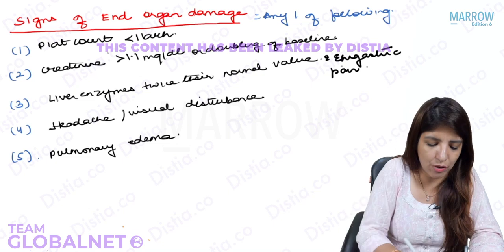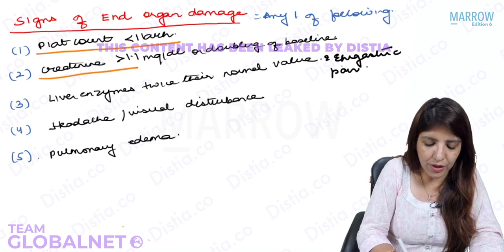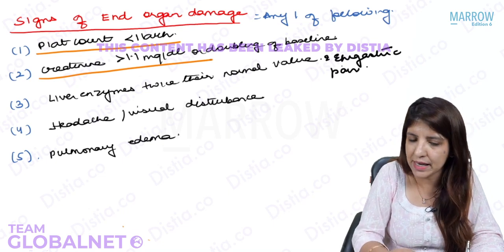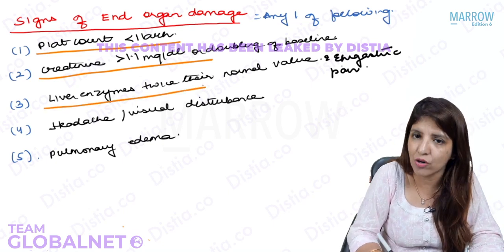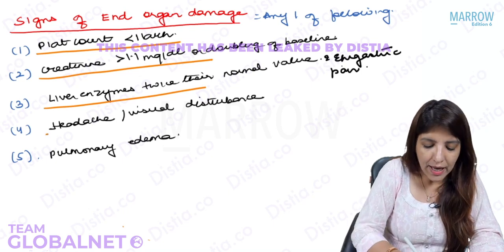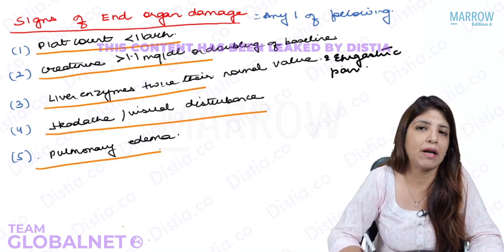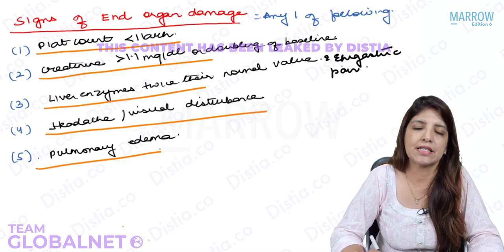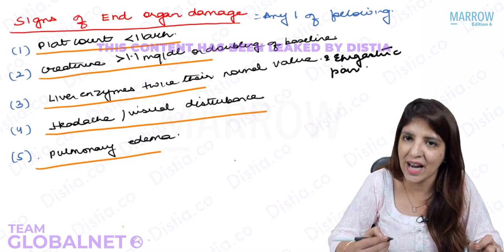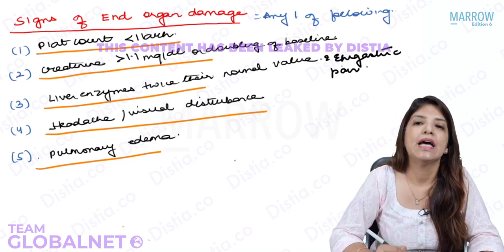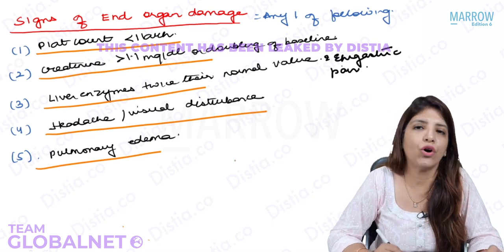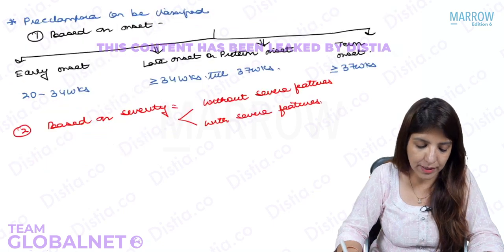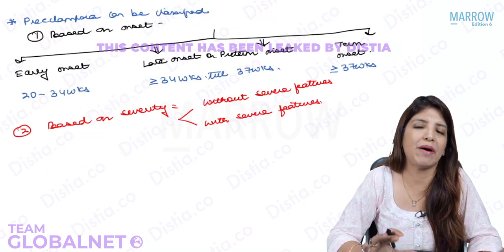Number 1, platelet count less than 1 lakh. Number 2, creatinine more than or equal to 1.1 milligrams per dl or doubling from the baseline. Number 3, liver enzymes twice their normal value, plus epigastric pain, headache or visual disturbances, and pulmonary edema. So, if any of these is present, it indicates a sign of end organ damage. And as I told you, preeclampsia means that either you are getting proteinuria or you are getting signs of end organ damage.